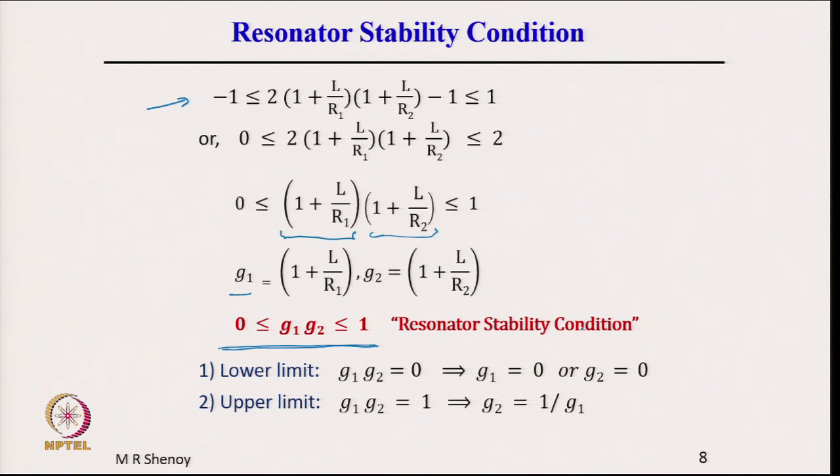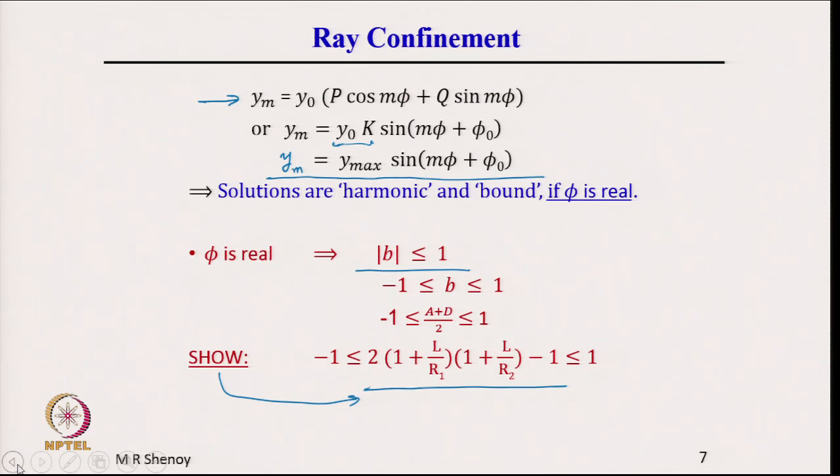Now, why is this called resonator stability condition? What does this condition represent? This condition represents that the solutions are harmonic and bound. What solution are we talking of? Solution for the displacement. Recall the mirror here. So, here are the spherical mirrors. The rays are traveling like this. So, going back and then forth and then coming here, and maybe then it is traveling like this and so on.